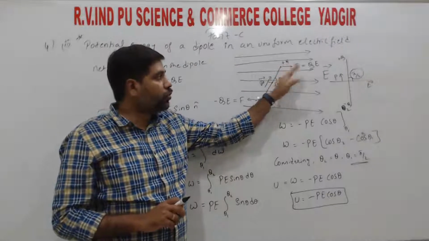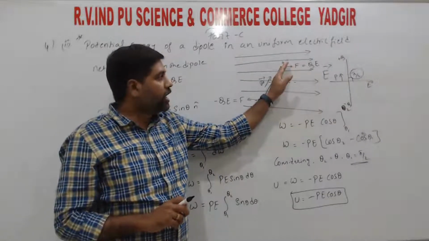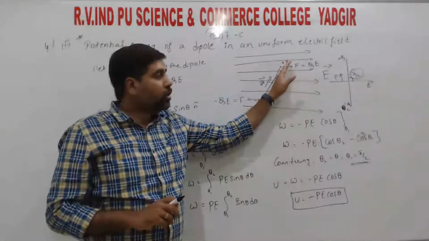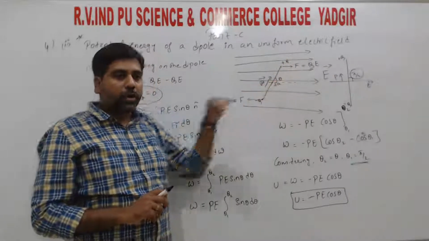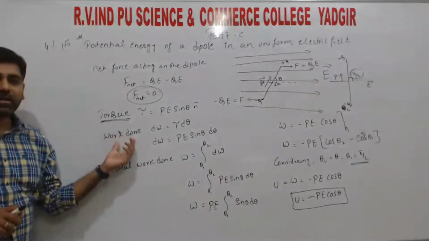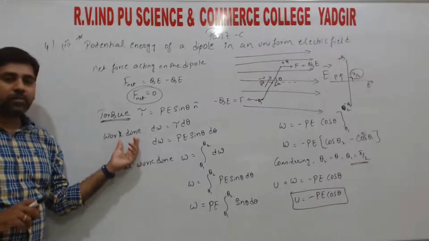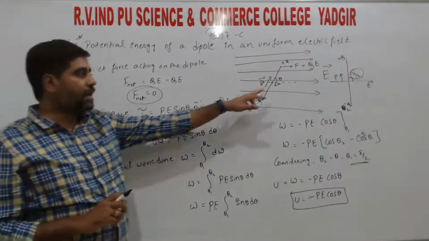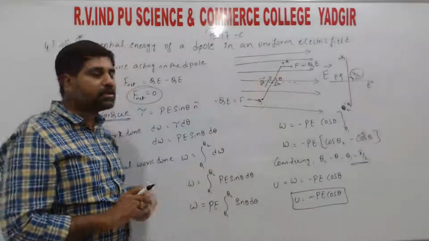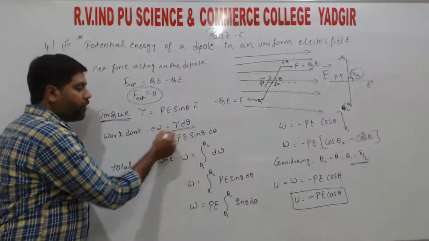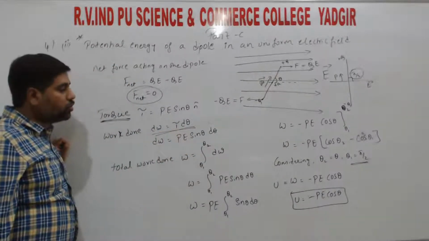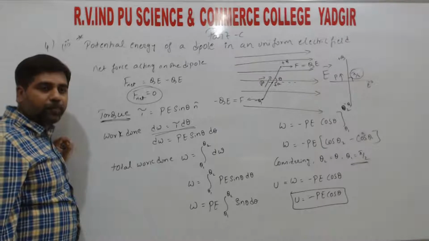So due to this force in an electric field, it is rotating. So this dipole will keep rotating. Hence, since it is rotating due to that force, work done displaces it by an angle theta. So hence work is done. So we find the relation: work done is equal to tau into d theta, right?